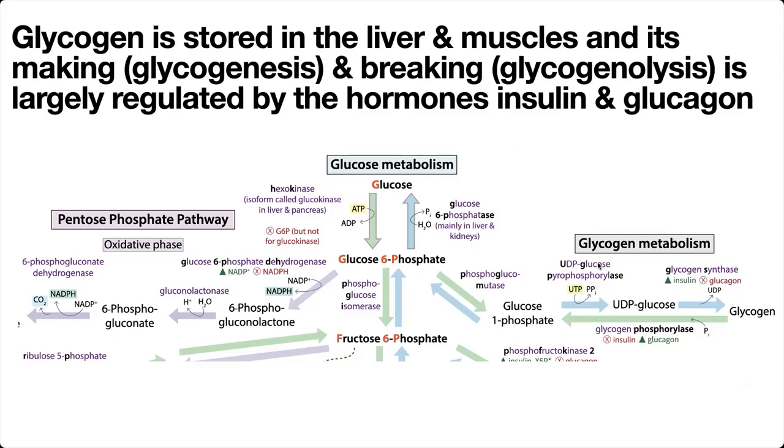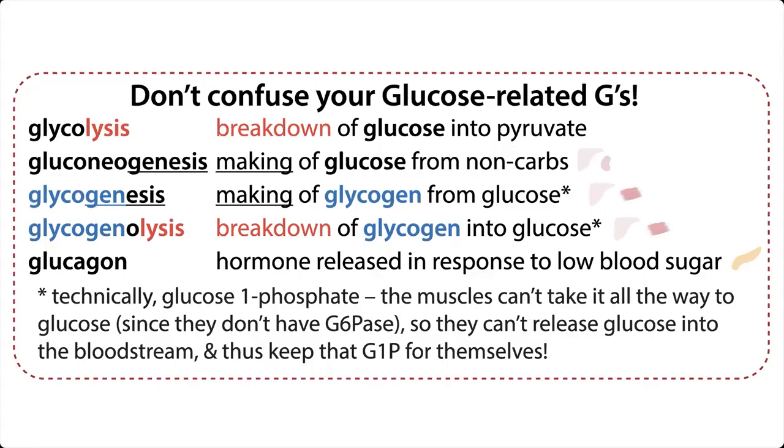You don't need to know these details for now. You'll have this diagram. But the key thing is that the muscles and liver are the two places you're going to store glycogen. The muscles break it down and use the energy for themselves. The liver breaks it down and sends out the glucose into the bloodstream. And it's going to do that in response to glucagon.